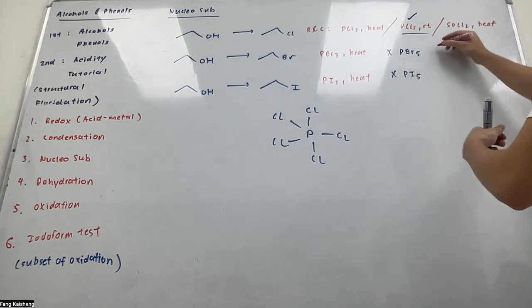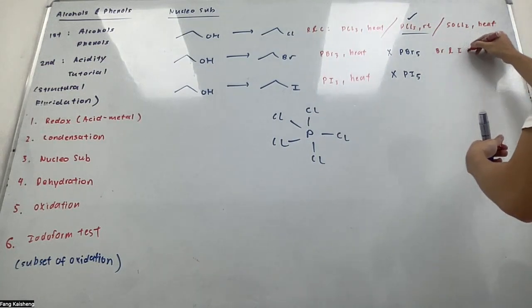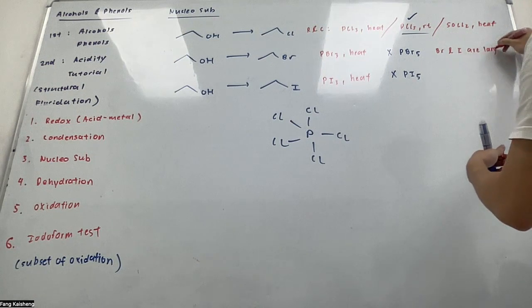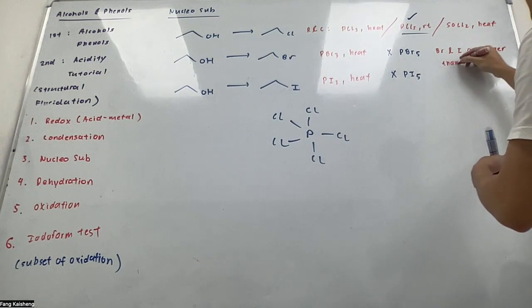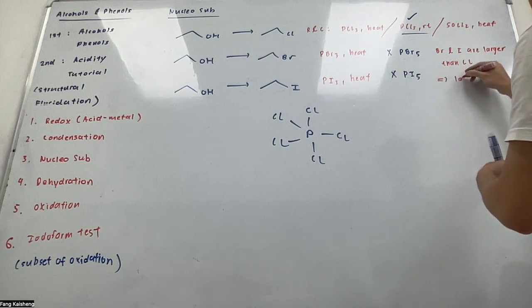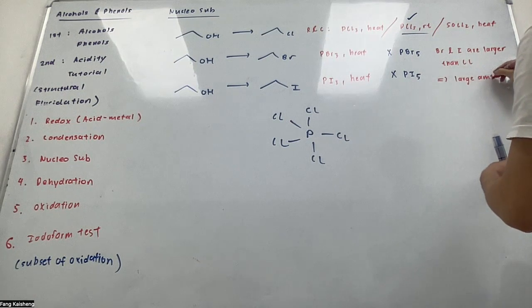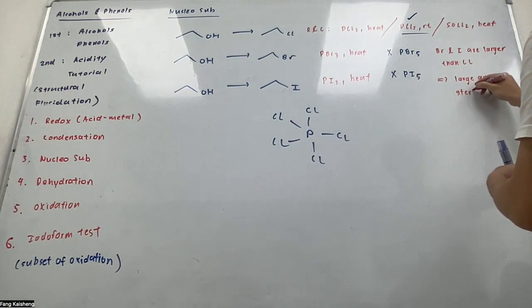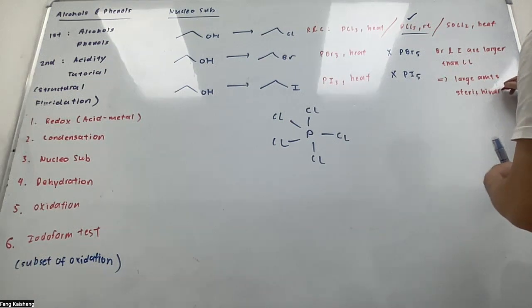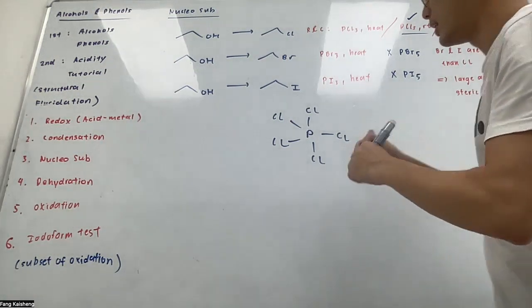In other words, the answer is very simple. Bromine and iodine are way larger than chlorine. Because of that, there's a large amount of steric hindrance. It's large enough to make the compound super unstable and just not exist in the first place.